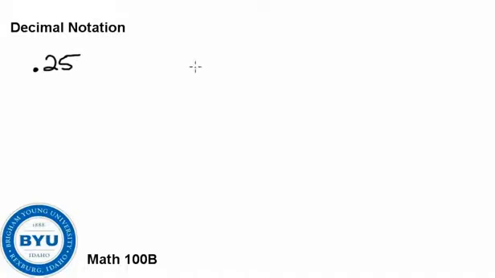0.25, 0.7, and 0.3167. Pause the video and convert these decimals to fractions. Make sure to simplify all the way down if you can. Okay, so how did you do? Let's check your answers here.